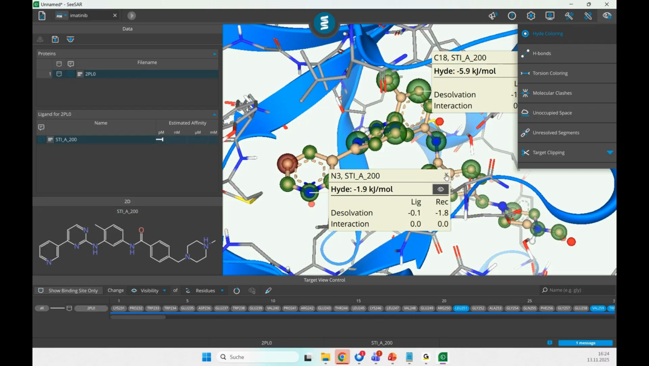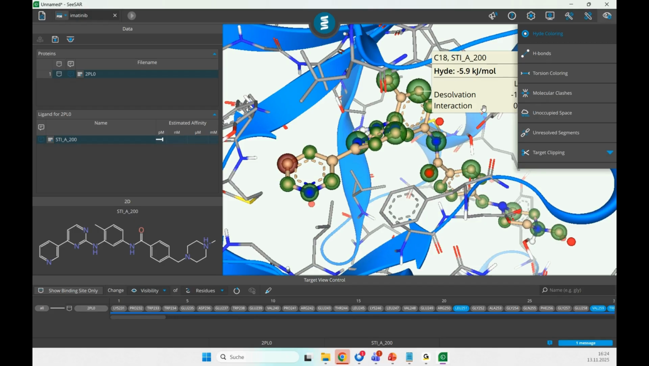To give you a rule of thumb, 20 kilojoule per mole are 3 orders of magnitude when it comes to affinity. So divide by this. If you get something around 6.7 kilojoule, that is approximately 10 times more potent than a comparable compound.